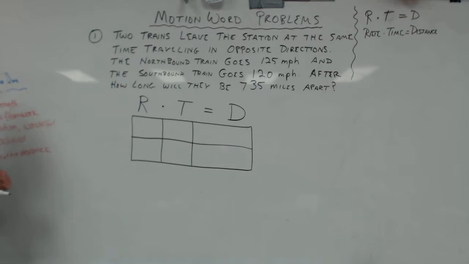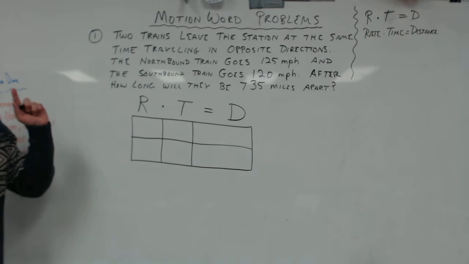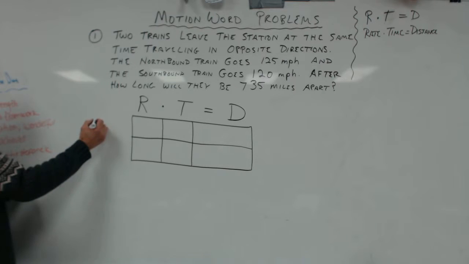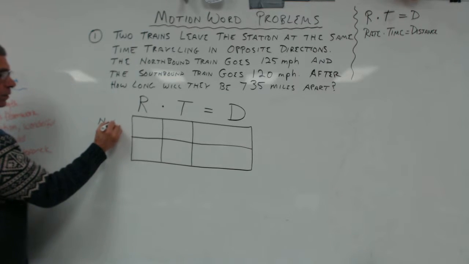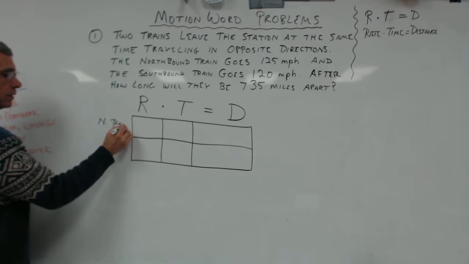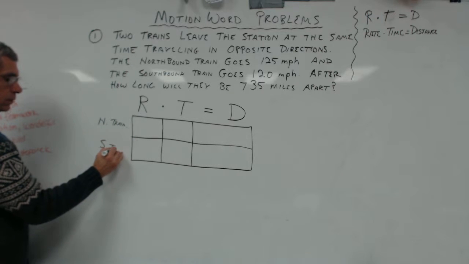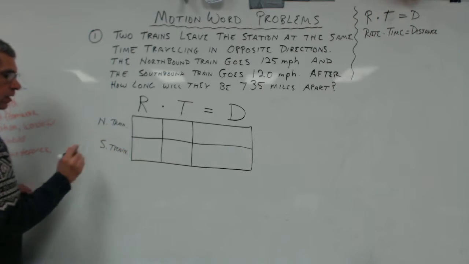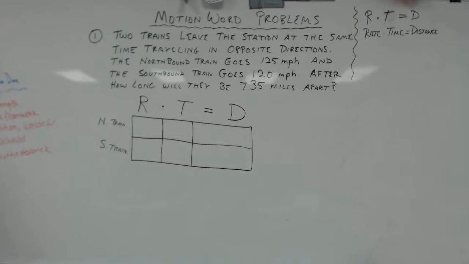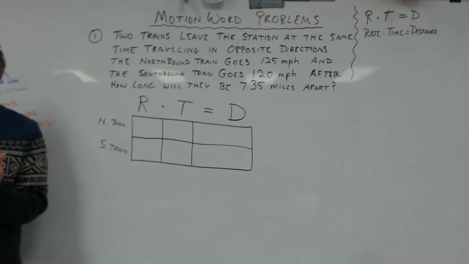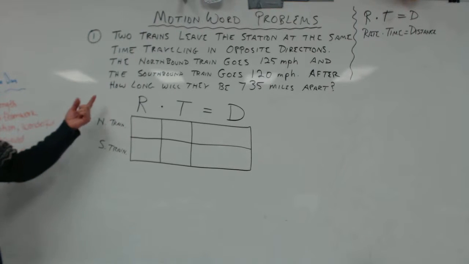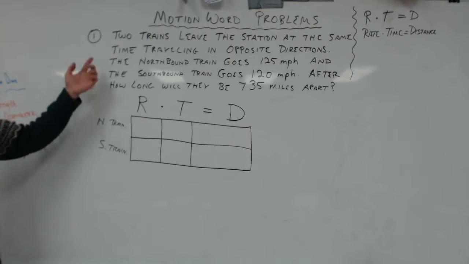So, how many trains do we have? How do I identify the difference between northbound and southbound? Okay, so I'll say the north train, and the south train. That helps me identify which is which. Now I just read through the problem. Do you have a question, Skylar? Wouldn't we be finding the time? Yeah, if you look at the very last question, why don't I just read the whole thing?